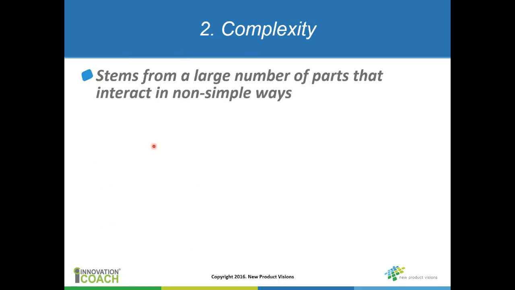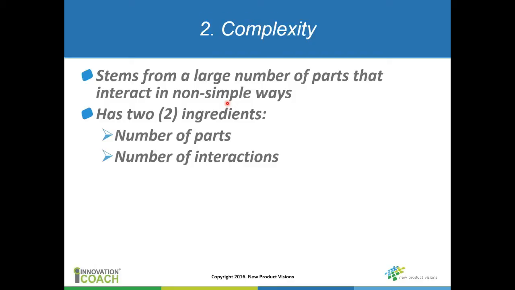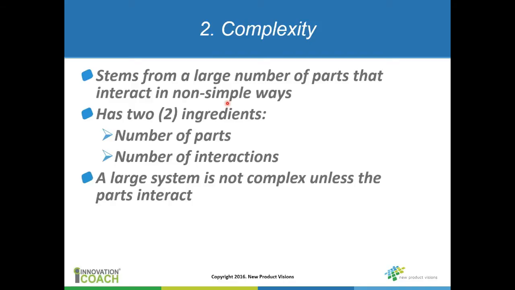The second type of project uncertainty I want to talk about is complexity. Complexity stems from a large number of parts that can interact in non-simple ways. So it really has two ingredients: the number of parts in your system plus the number of interactions. The implication is that you can have a very large system, but unless the parts interact with one another, it's not necessarily a complex system.